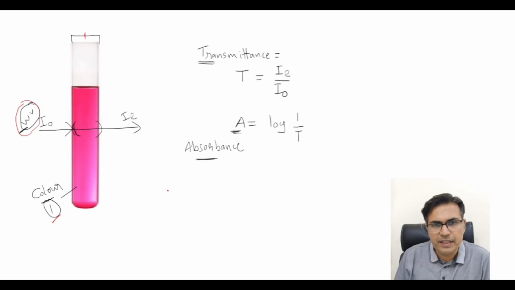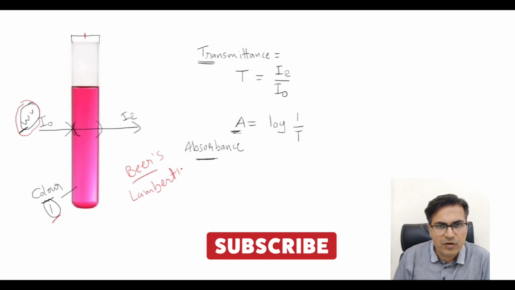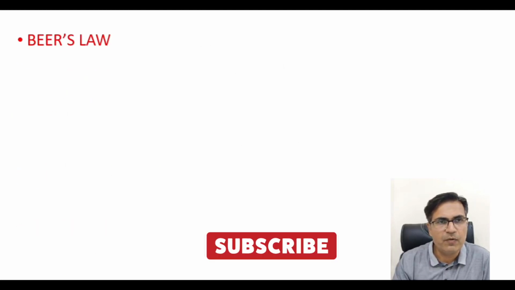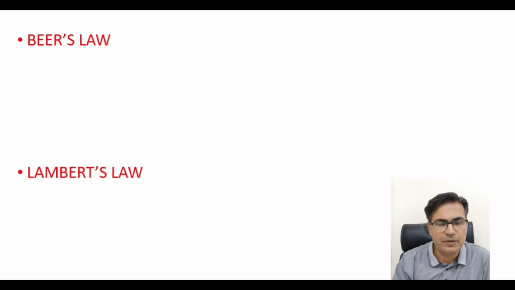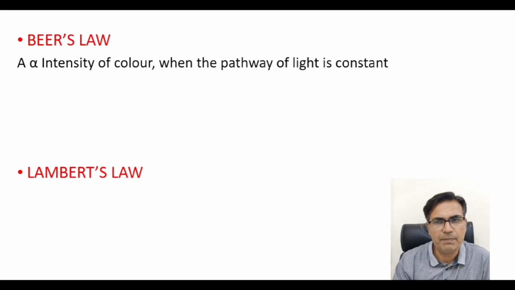Depending on this, we have two laws. Number one is Beer's law and second is Lambert's law. What does Beer's law say? Absorbance is directly proportional to the intensity of color when the pathway of light is constant.